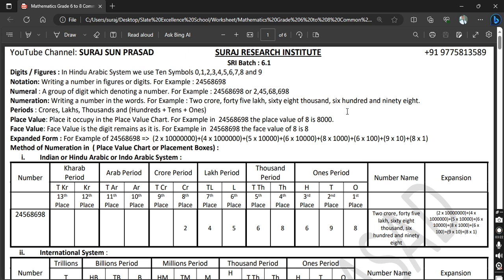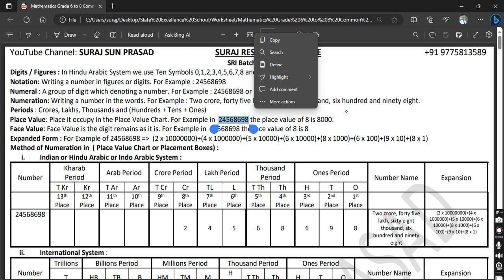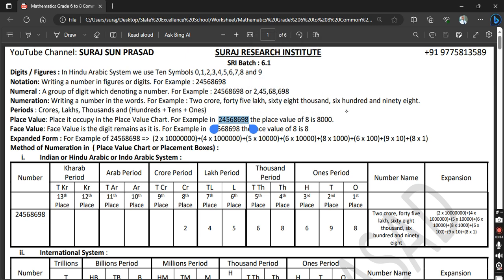After that, the next is place value. Place value means the place a digit occupies in the place value chart. For example, as you are able to see here, the number 2456869. The place value of 8, for example, I need to find out. So as you are able to see here, ones, tens, hundreds, thousands. It is 8,000, correct? Again, there is one more place value, as there are two 8s. The first 8 is here and the second 8 is here. The place value of this 8 is, after that whatever the numbers are there, I will put 0 here. So 8,000, and the place value of the other 8 is 8, because there are two 8s over there.